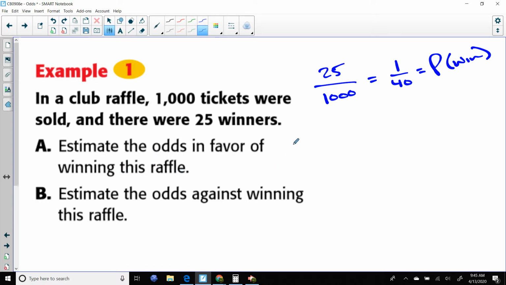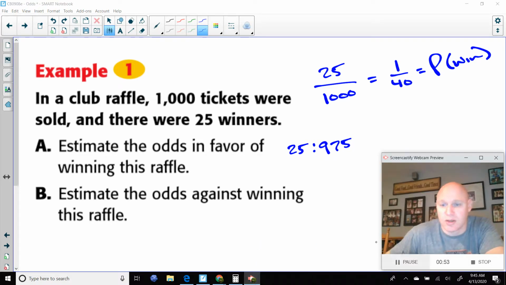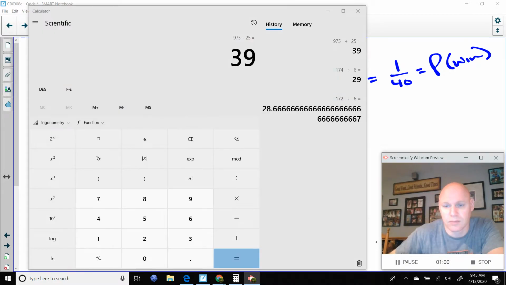So in order to do this math, in favor would be 25, and out of favor would be 975. Now these do reduce. So what you're going to want to do is go over to your handy dandy calculator, figure out how many times 25 goes into 975, and then go from there.